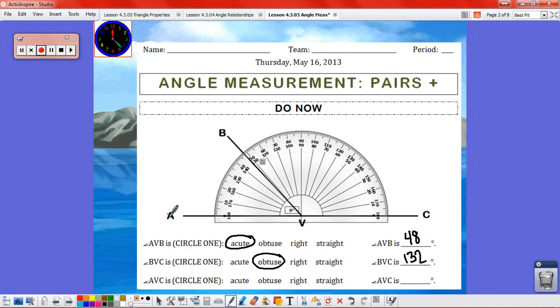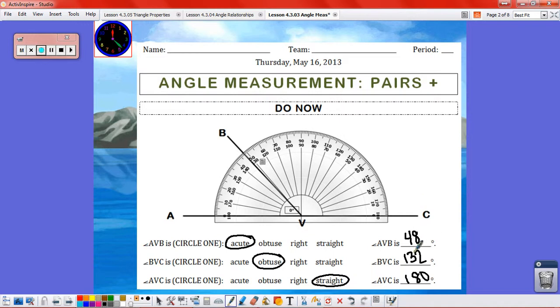And AVC, well, that's a straight angle. It makes a straight line, and all straight angles are 180 degrees. And it's interesting to see how many kids notice that we use both measurements, 48 and 132, from here, because the line didn't change. It's just which side of the line we're looking at that changed.